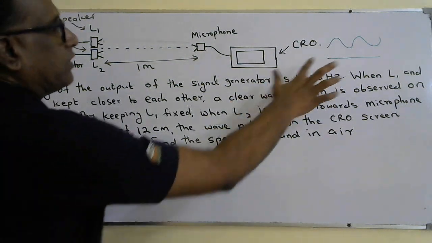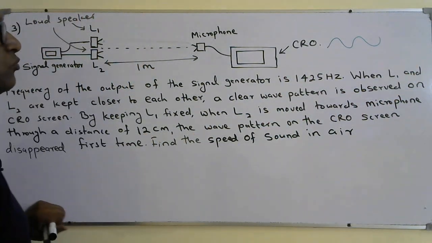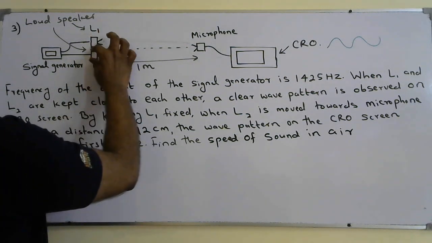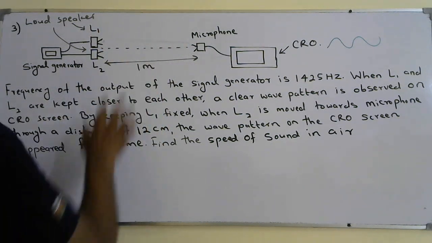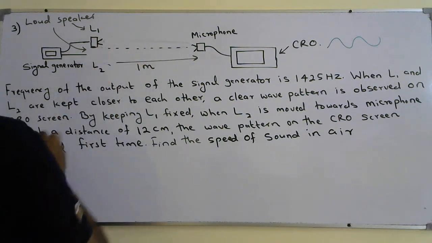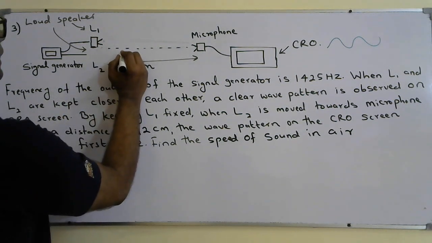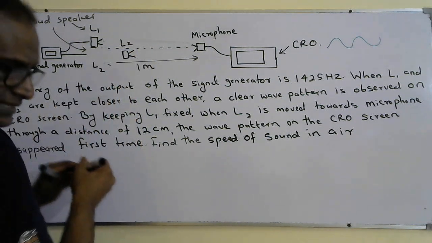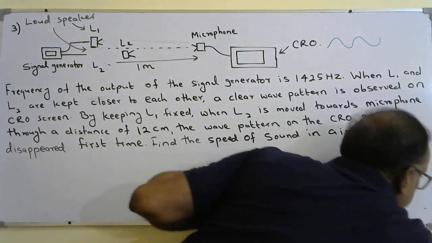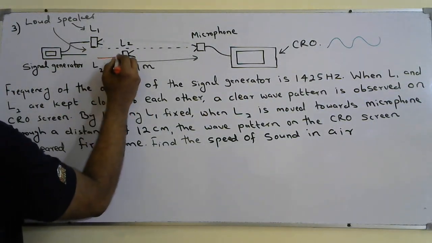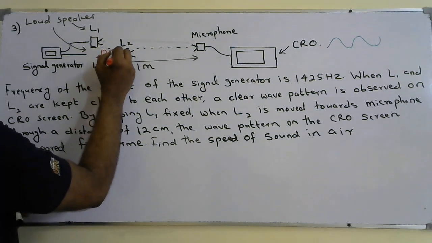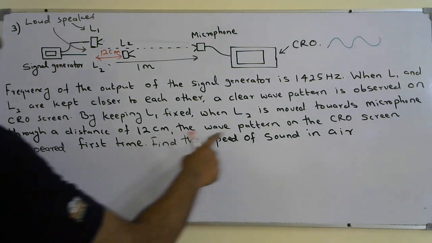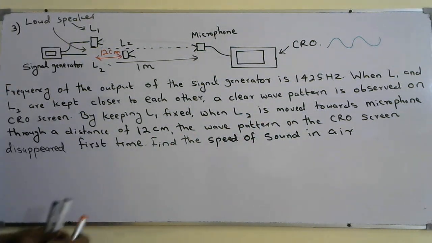By keeping L1 fixed, L2 is moved towards the microphone, towards the right, through a distance of 12 centimeters. So now L2 has come to a position something like this. This is L2, and this distance is 12 centimeters. When it is moved through 12 centimeters, the wave pattern on the CRO screen disappeared. That means there is no wave pattern.